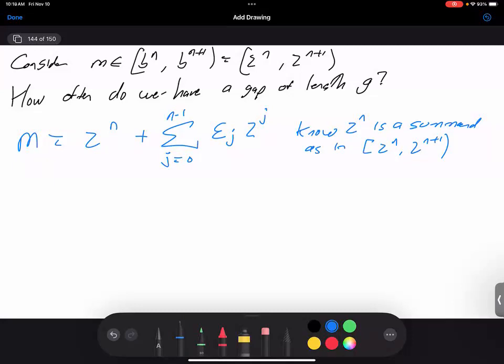I could choose a number that is very large, for example, 2 to the n plus 2 to the n minus 1 versus 2 to the n plus 2 to the n over 100 plus 2 to the n over 100 minus 1 plus ... plus 2 plus 1. This second number has a lot of gaps.